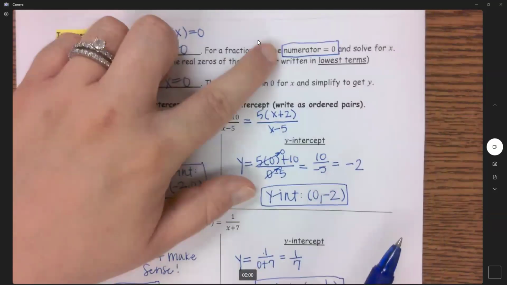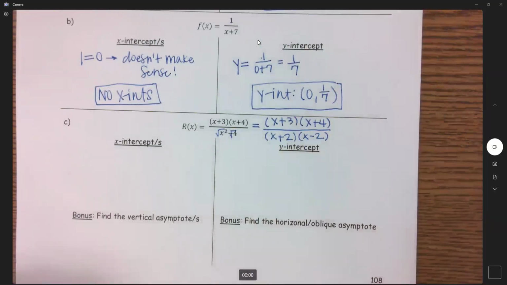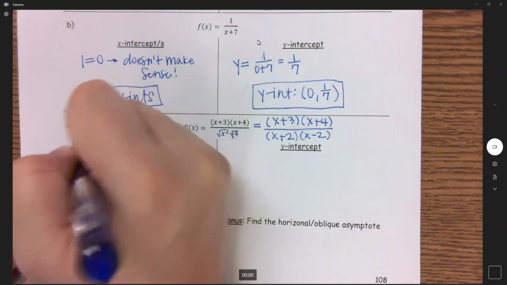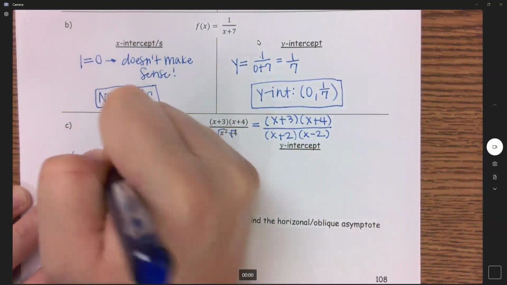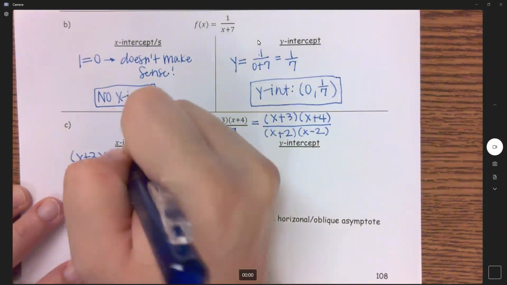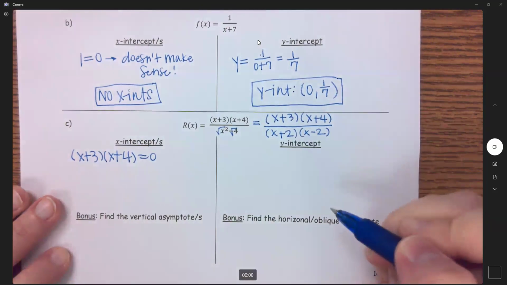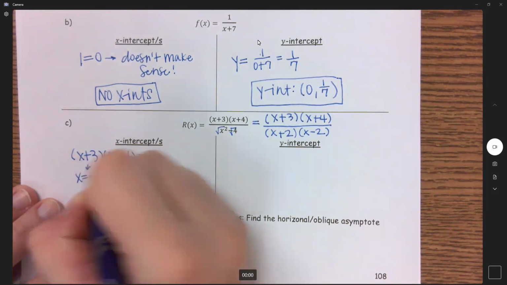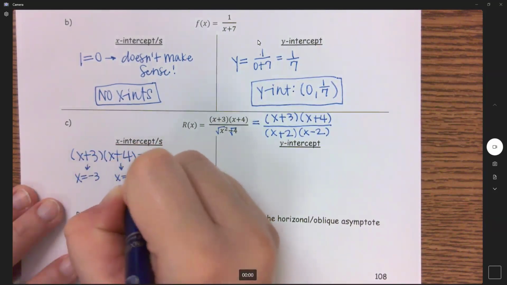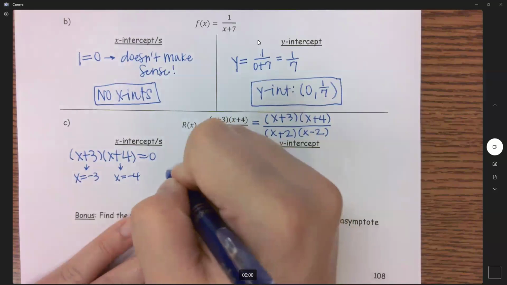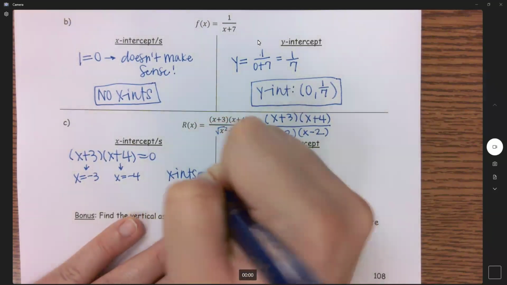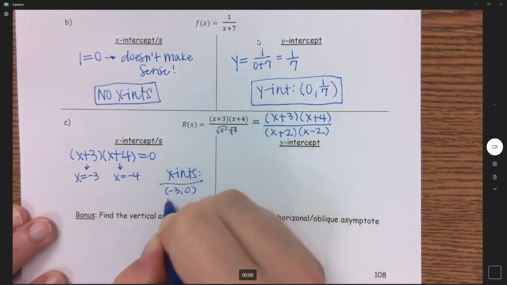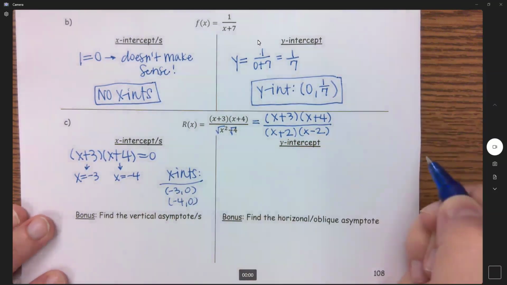So now we need to take the numerator and set it equal to 0. Because, well, they both have x plus 3 and x plus 4 equal to 0. So this one gives me that x equals -3, and this one here gives me x equals -4. So my x-intercepts are at -3, 0, and at -4, 0.